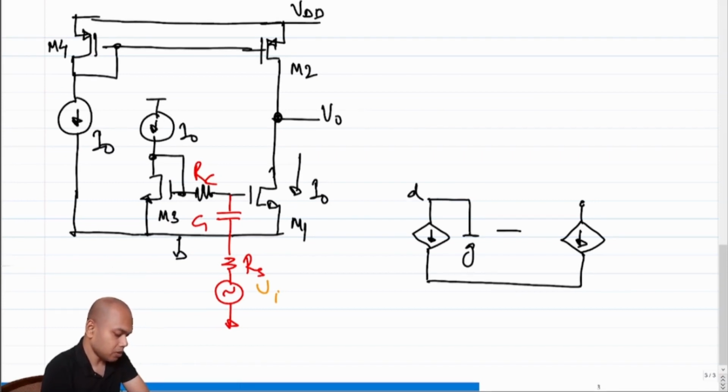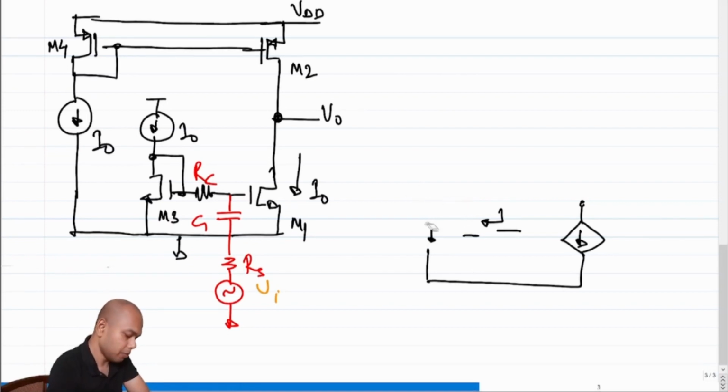Now what can you replace this with? What is the impedance looking into this terminal, the gate drain connected terminal? We have done this before. The impedance looking in is 1 over Gm, right? So we can replace this entire structure with 1 over Gm.